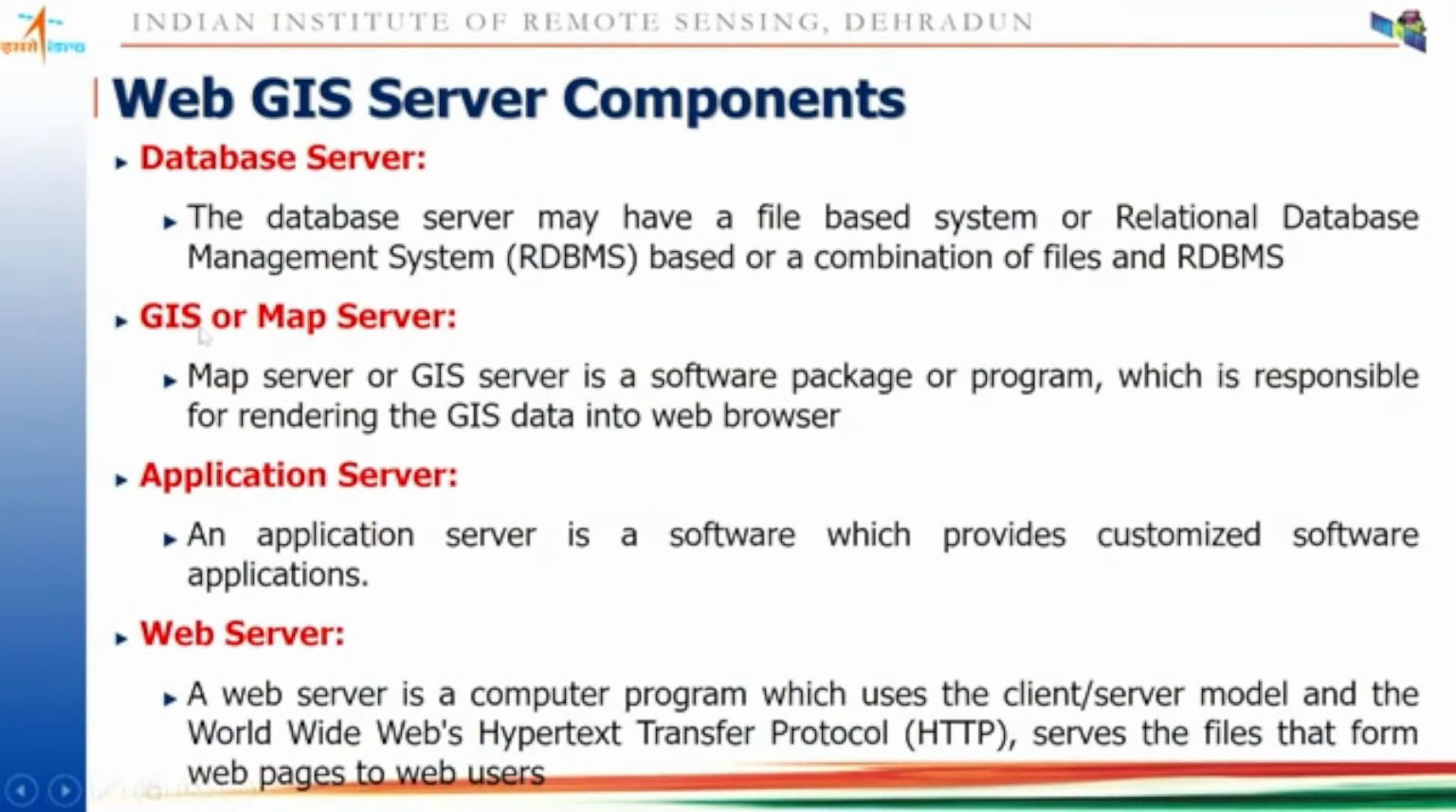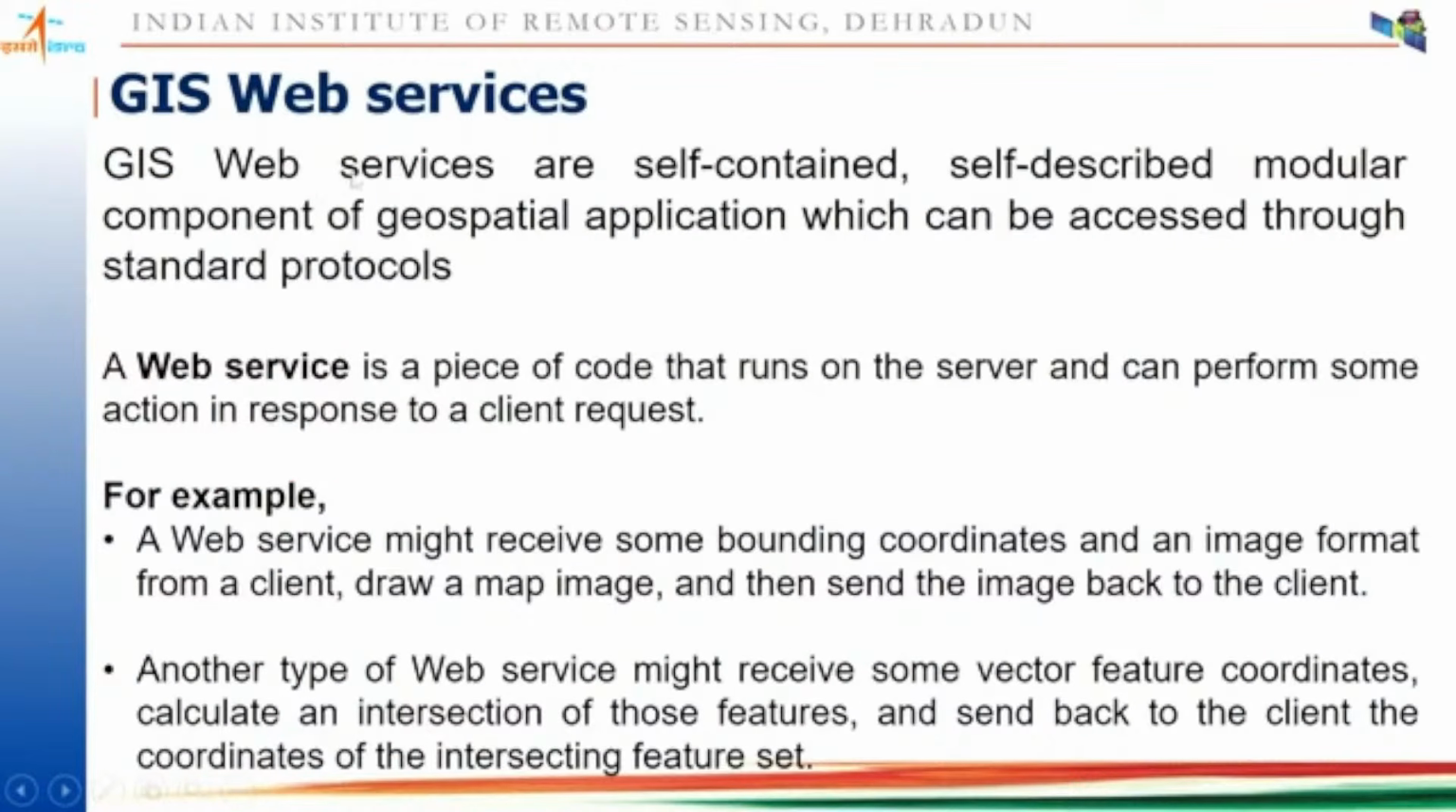Database server was there, as I told earlier. There is a map server also, or we can also call it a GIS server, which will take the data from this database, and we can have an application server, and then at the end we have a web server also. If you take an example of a WebGIS service, we have already seen. It is a service that is self-contained. It is self-described also. It is a modular component of a geospatial application, which can be accessed through standard protocols like HTTPS. To be more specific, it is a piece of code that runs on the server and can perform some actions in response to the client request.